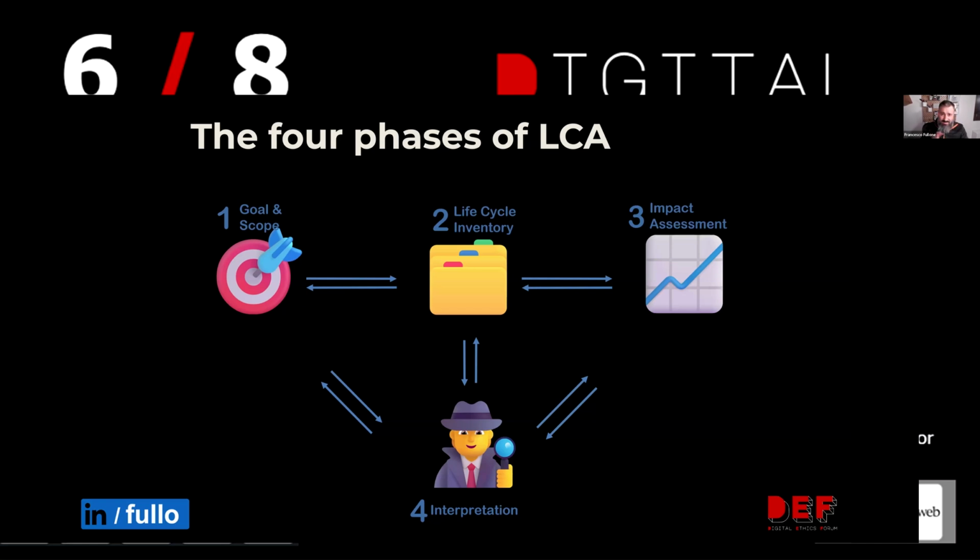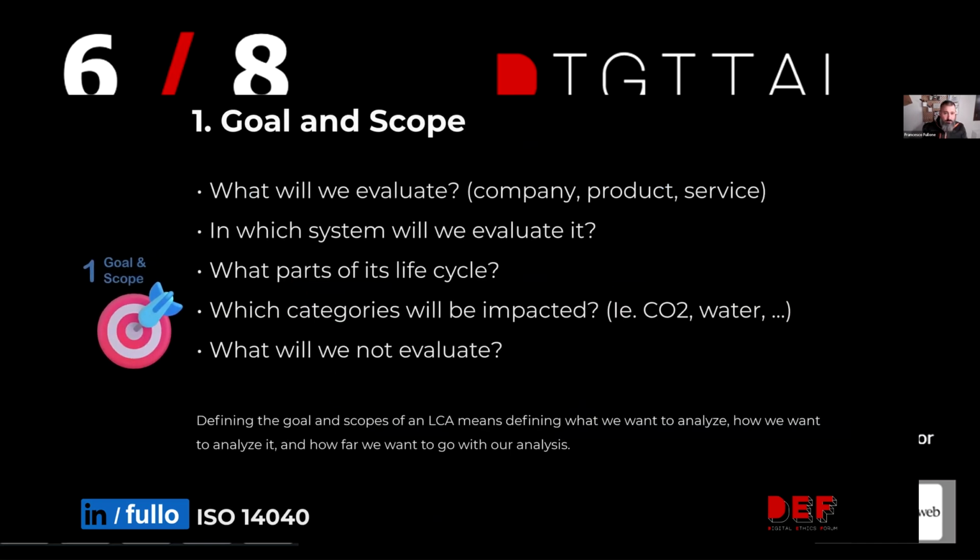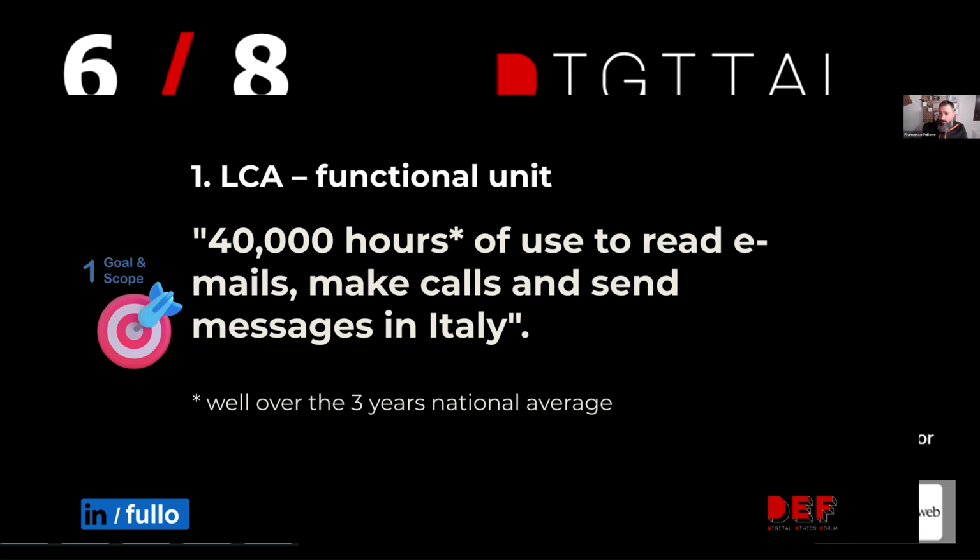But we don't have 6 to 8 hours to discuss the LCA, so let's talk about the first 2, the goal and scope and the life cycle inventory. The goal and scope is what we want to evaluate: a company, a product, a service, a good, and in which system we want to evaluate it. What we don't want to evaluate is also very important. The best way to do that is to use a functional unit. The functional unit is a summary of all the decisions defined, and it helps us to refine and to discuss with other people how an LCA, a life cycle assessment, works.